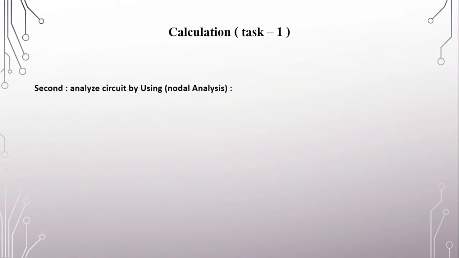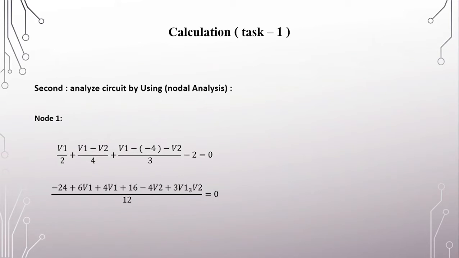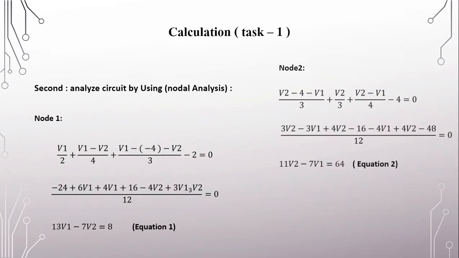Second, analyze the circuit by using nodal analysis. Node 1. After all these steps, we will get equation 1: 13V1 minus 7V2 equals 8. Node 2. Equation 2 will be 11V2 minus 7V1 equals 64.